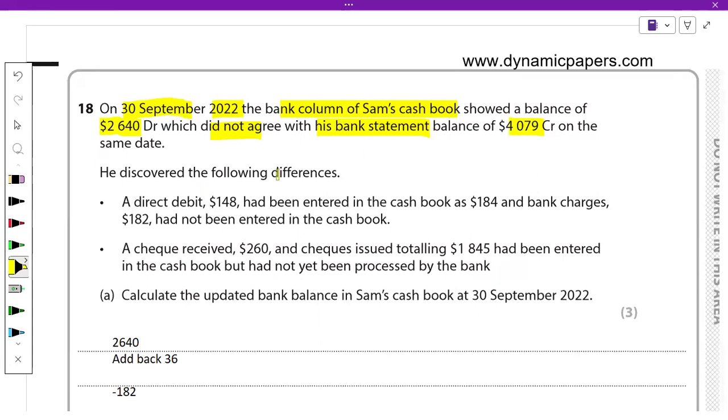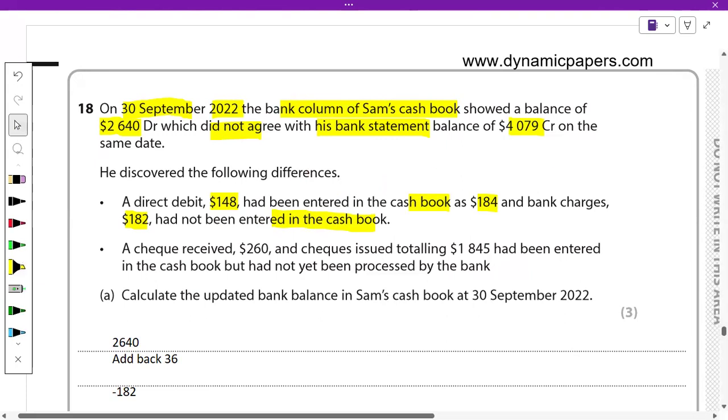He discovered the following differences. Direct debit 148 had been entered in the cash book as 184. As you can see, this is an error made by the business, so we will be rectifying it with the updated cash book. And bank charges 182 had not been entered in the cash book. So first of all, we have to find out the balance in the updated cash book.